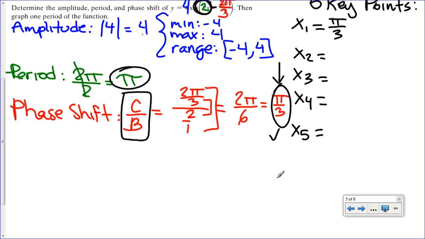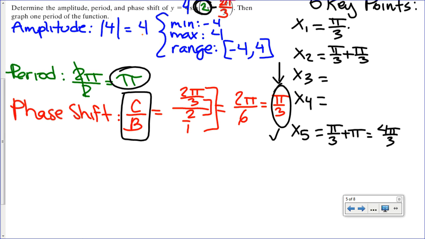Okay, should I add or subtract pi? Add. So it's going to be pi over 3 plus pi, and so that will give me 4 pi over 3. Okay, the point 2 could be pi over 3 plus another pi over 3, like the first one plus whatever the interval is.